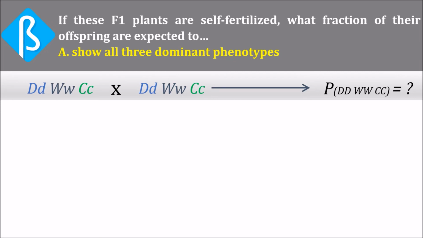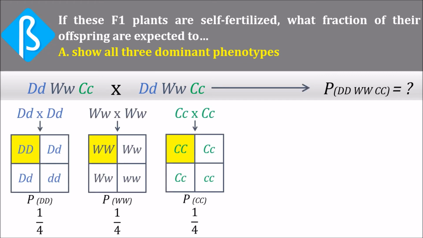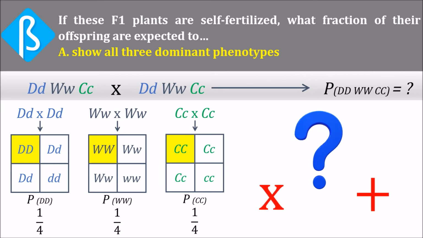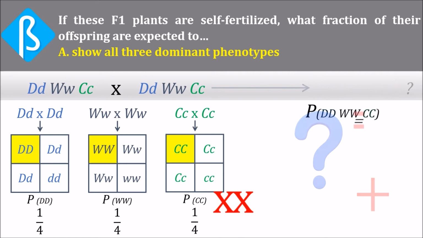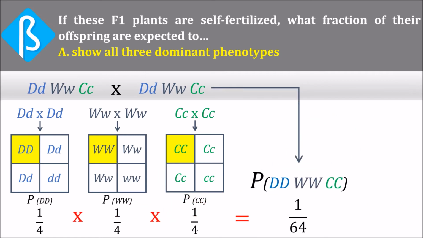Just the way we learned, we will focus on finding the probability of each gene, that will be 1 by 4. Now the question is, which rule should be followed, multiplication or addition? Well, because each gene assorts independently, we will apply the multiplication rule, and the final answer would be 1 by 64. You got that right, don't you?